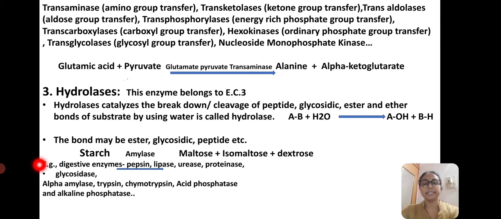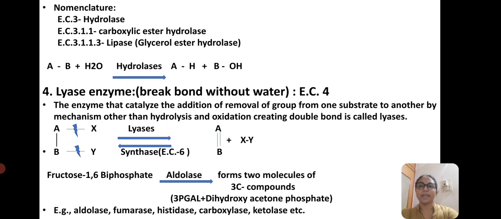Since almost all the digestive enzymes are made with a dehydration process, that's why they require a molecule of water for enzymatic activity. So in case of starch, in presence of amylase, they are going to make the products, that is maltose, isomaltose and dextrose. Starch is undergoing hydrolysis utilizing a molecule of water. Other digestive enzymes like pepsin, trypsin, urease, proteinase, glycosidase are all very good examples for hydrolases. Alpha amylase, chymotrypsin, acid phosphatase and alkaline phosphatase are the other examples of hydrolases.